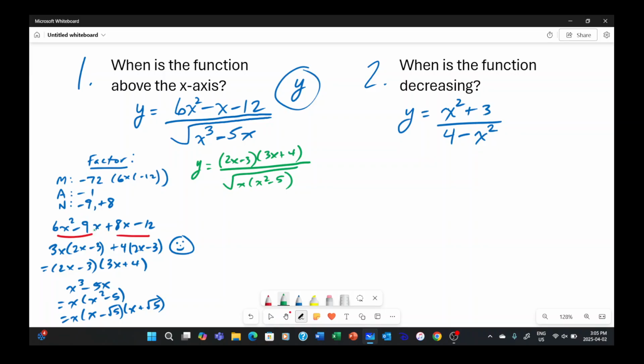First of all, let's do the easy ones. Find out when this thing is equal to 0. In other words, those are the intercepts. That is true when the top is 0. So x is 3/2 or negative 4/3. Okay, that's when the top is 0.